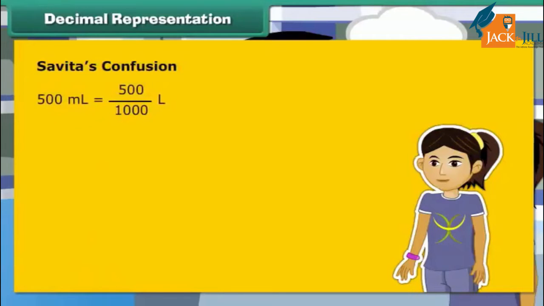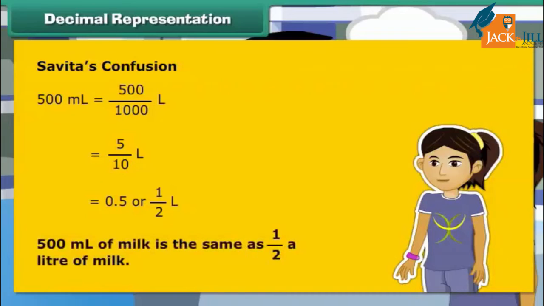500 ml is equal to 500/1000 liter. That is equal to 5/10 liter. That is equal to 0.5 or 1/2 liter. 500 ml of milk is the same as 1/2 a liter of milk. Savita is now relieved.